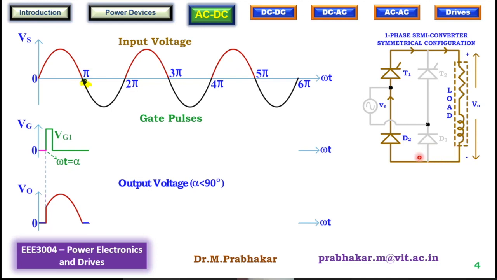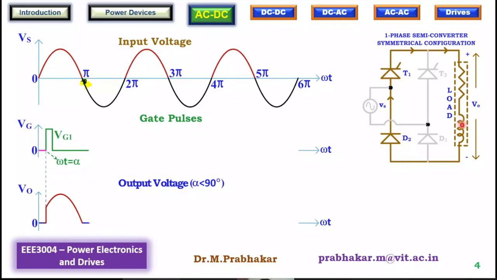The current through the inductance will force D2 to conduct and it will circulate through D1, the load, etc. Because the load is short circuited, the voltage across the load will be 0. That is why you see the 0 voltage across the load. This is what happens from omega t equal to pi till the next instant when T2 is triggered. Before that, T1 will keep continuing to conduct, assuming inductance is very, very large.